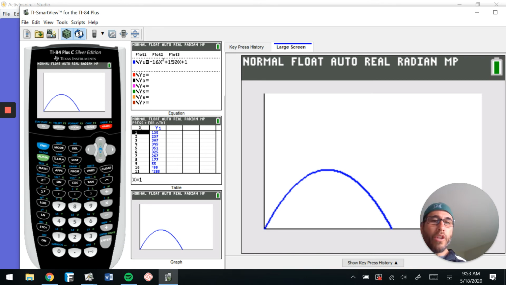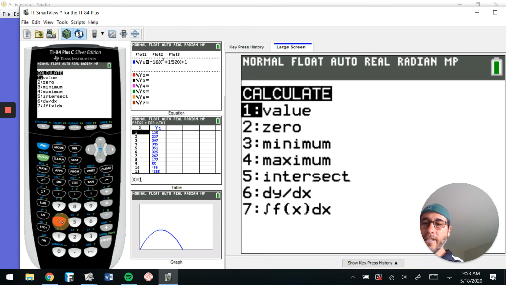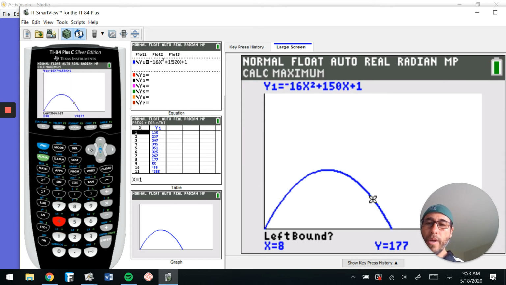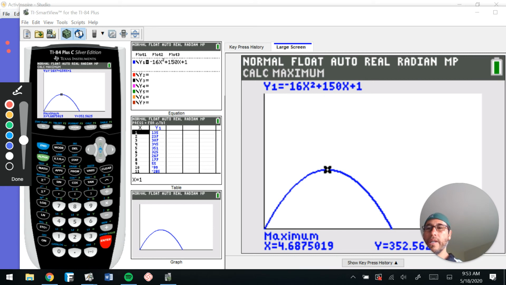So here we go. We all know how to find that maximum, right? We hit second, calc. We choose the max button, which is number 4. We go to where we think the max is. Let's go. Let's get it. And then remember, when it says left bound, you go 2 times to the left. You go 2 times to the right. And then you hit enter, and boom. There it is. 352 feet. So rocket 2 destroys rocket 1. Okay? And that's it.